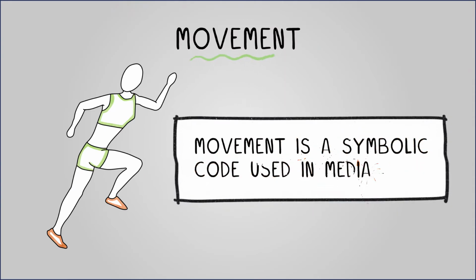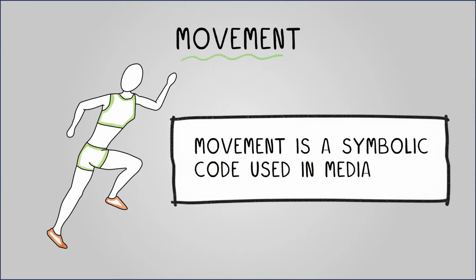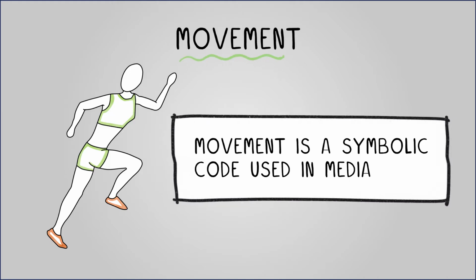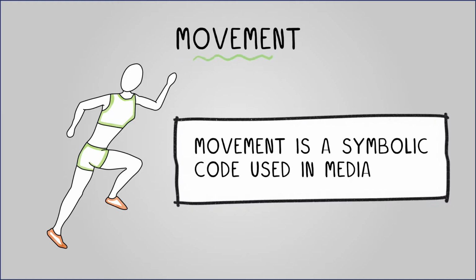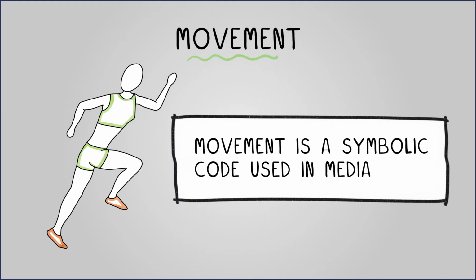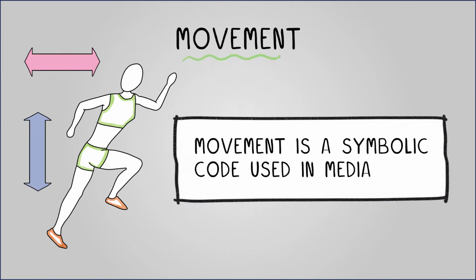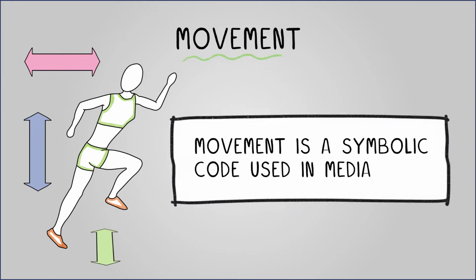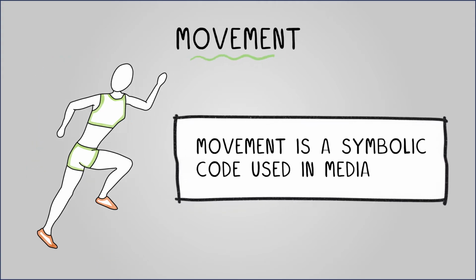Movement is a symbolic code used in media, such as films, to convey meaning. In a film or television show, actors can, of course, move in three directions: left, right, up, down, and forward, back. Each direction impacts audience perception.